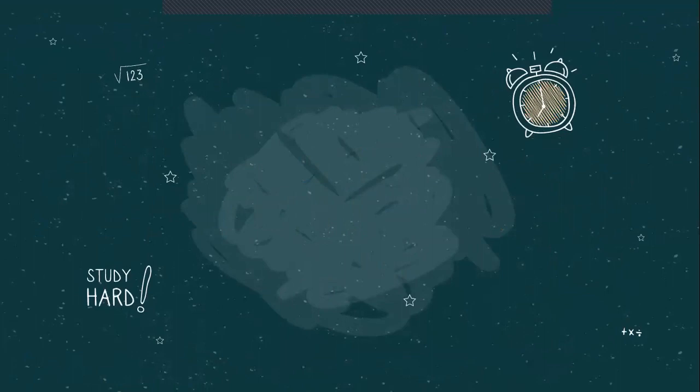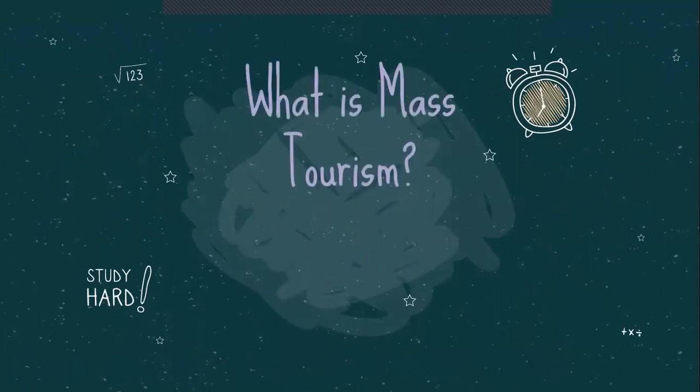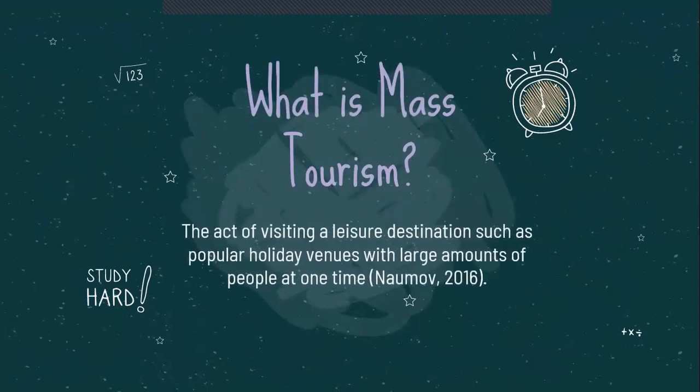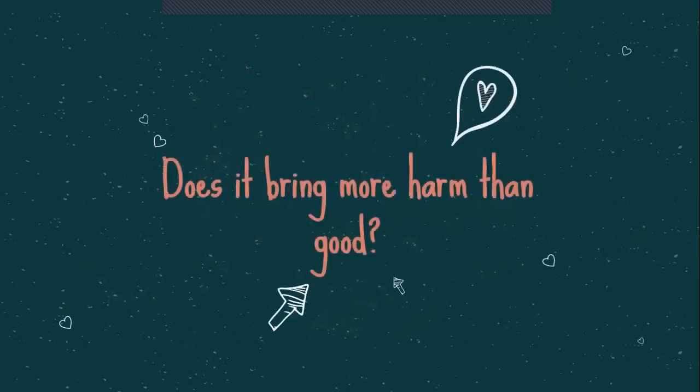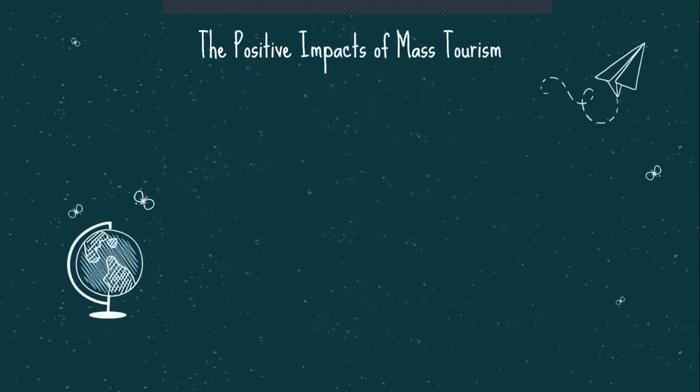Before I head into my main point, I would like to enlighten my audience with the basis of what I'm trying to deliver, which is the definition of mass tourism. So what is mass tourism? By definition, mass tourism is the act of visiting a leisure destination, such as popular holiday venues, with large amounts of people at one time. Since tourism is becoming more popular, that brings us to the question, does it bring more harm than good? In this presentation, I will evaluate both positive and negative impacts of mass tourism.